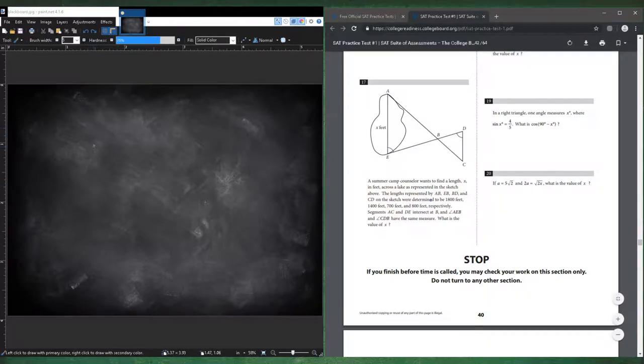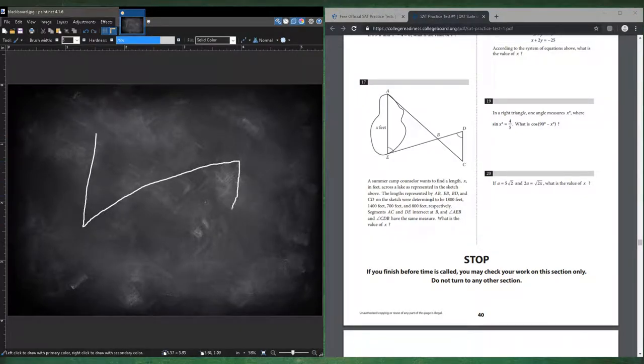Okay, so let me draw this out first. So something along the lines of this. Sorry, my pictures look bad, but just deal with it. So AB is equal to 1,800. EB is 1,400. Sorry about that. BD is 700. And CD is 800. So we need to find the ratio. And we forgot the angles here are the same.